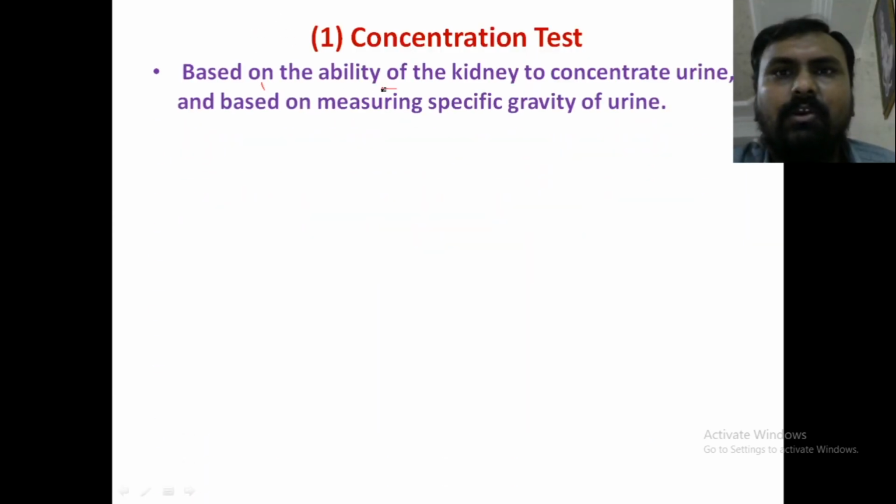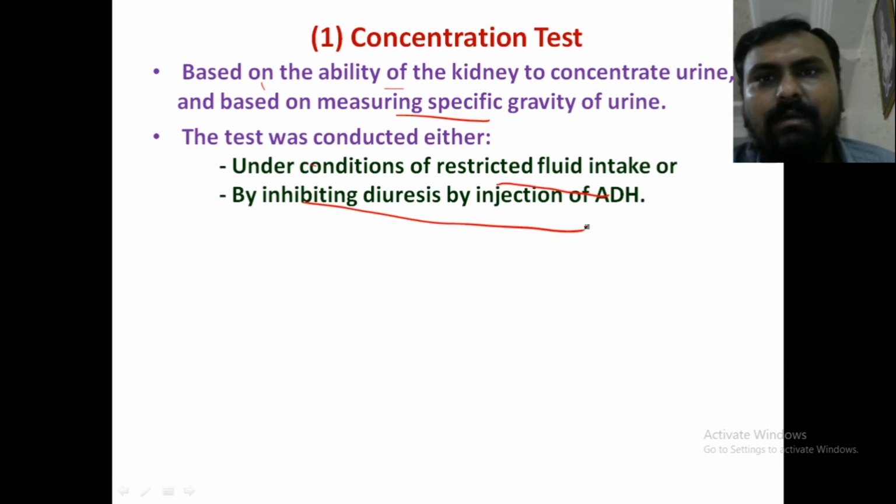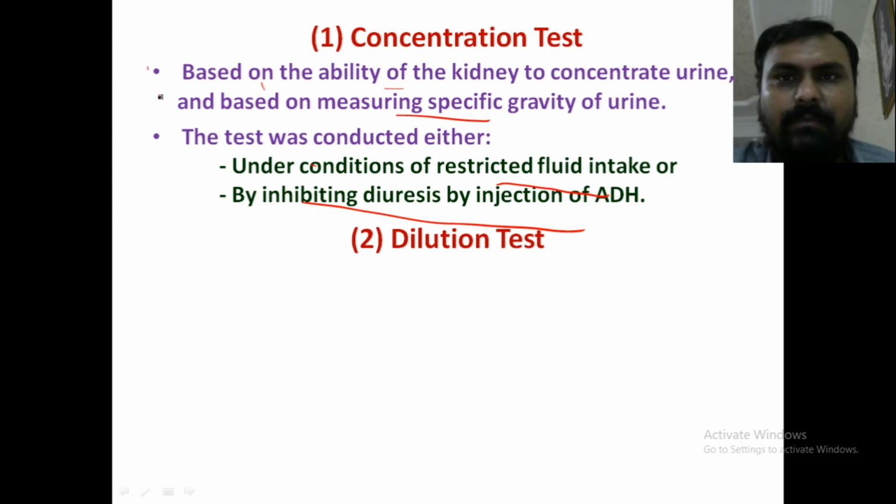So it is based on the ability of the kidney to concentrate urine, and it is also based on the specific gravity of the urine. The test was conducted either under condition of restricted fluid intake or by inhibiting diuresis by injection of ADH. So we restrict the fluid for 8 to 10 hours, and then we measure the specific gravity. It should normally be increased in a normal person.